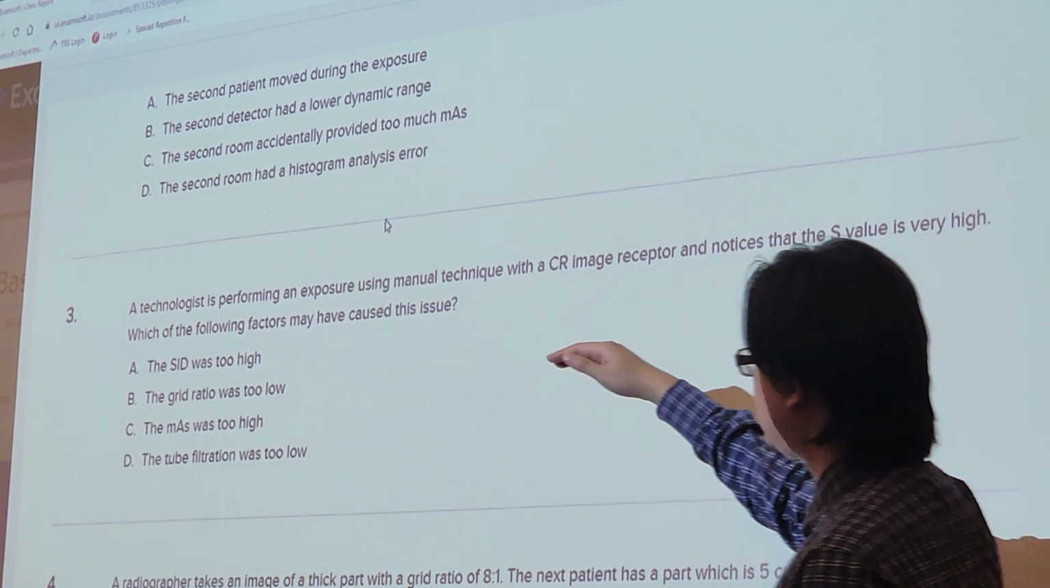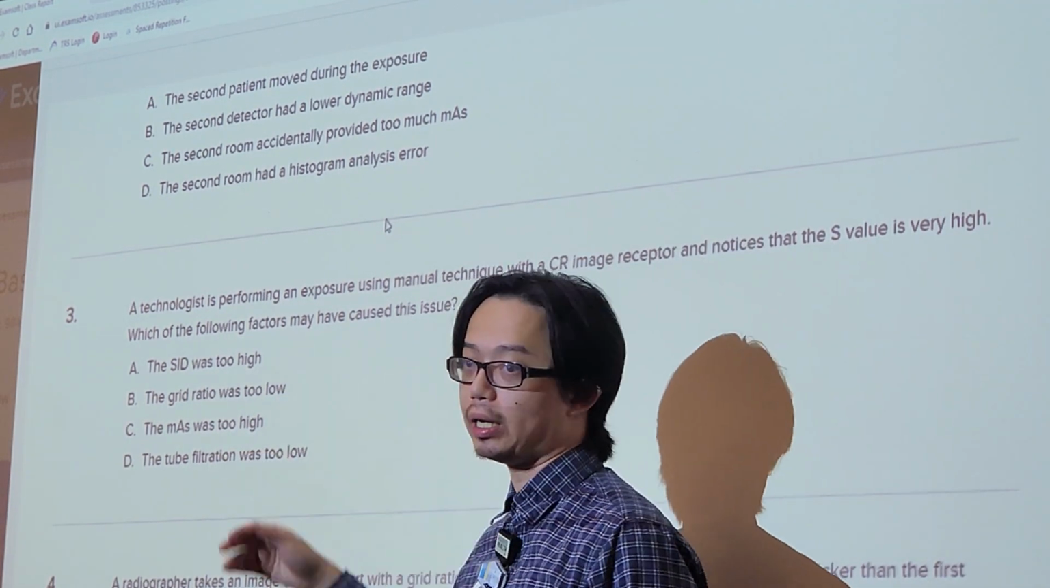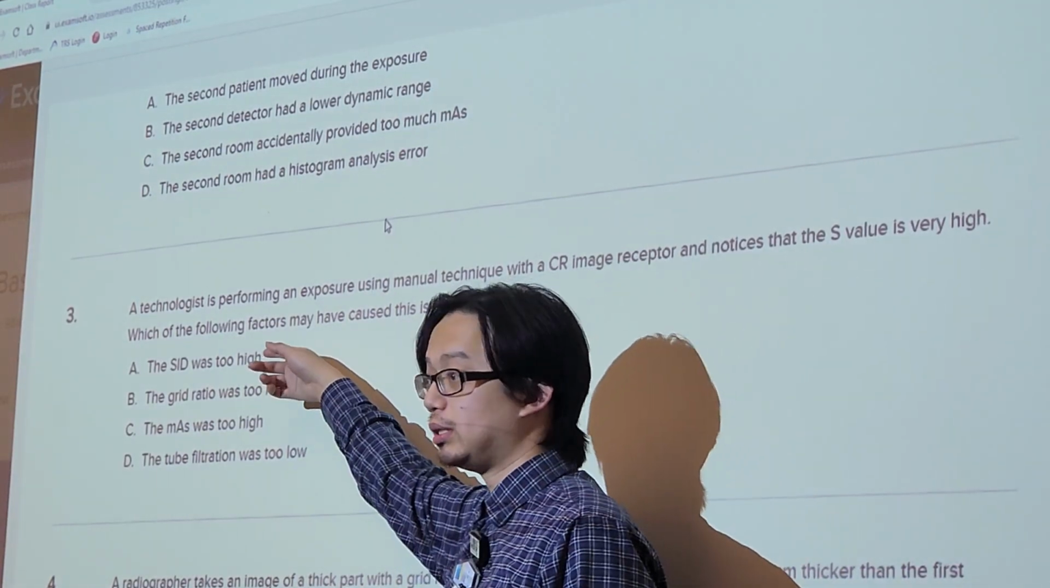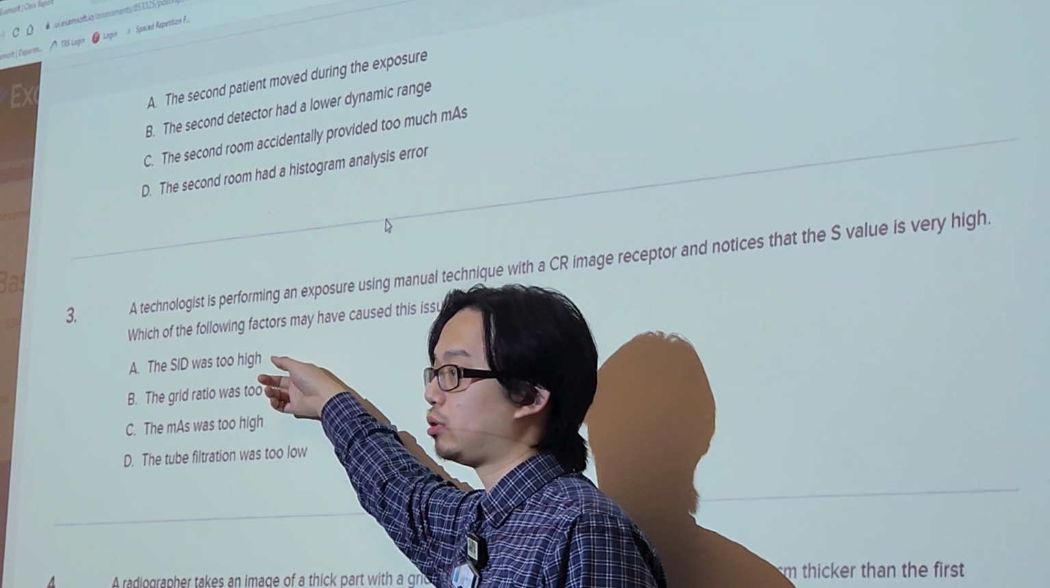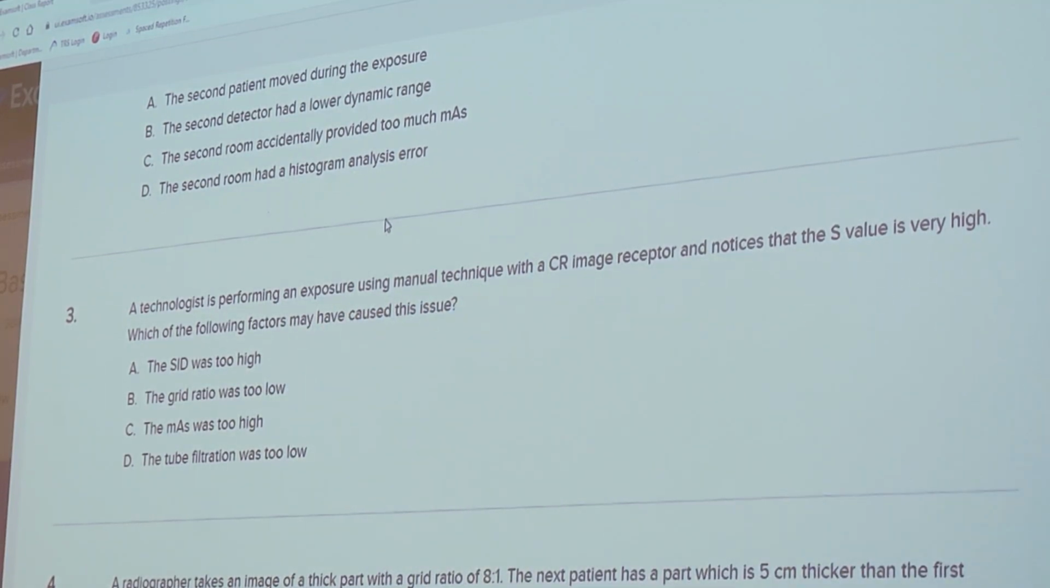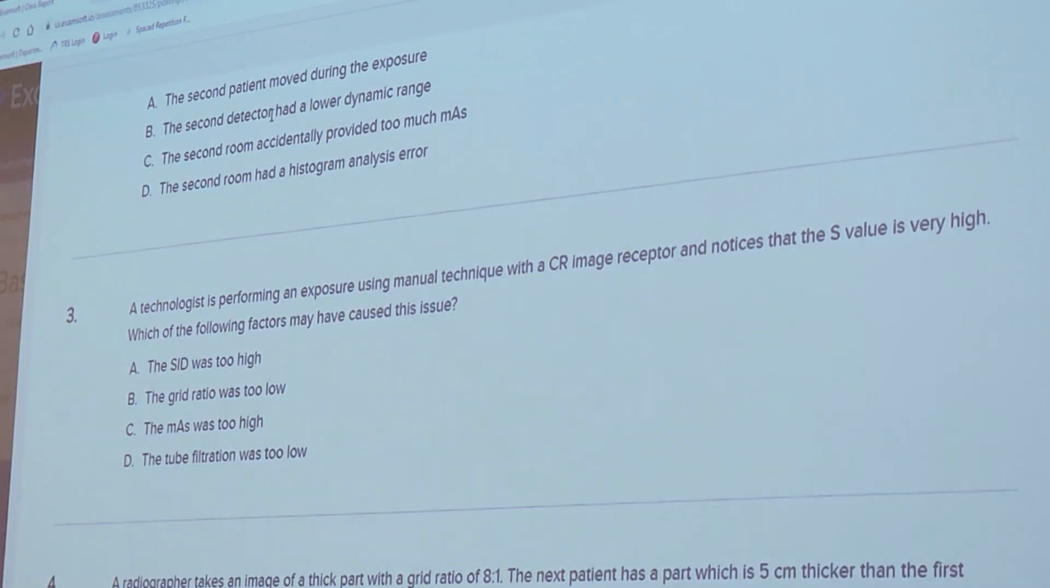So B, C, D, all three of these will increase the number of X-rays reaching the IR. The only one that reduces the number of X-rays is SID being too high. So that's most likely what caused it to be underexposed. Right? Longer SID, fewer X-rays reaching the IR, underexposed. Does that make sense? So, yes, Shaheen. Longer SID, why fewer X-rays? Inverse square law. Oh, I see. Sorry.